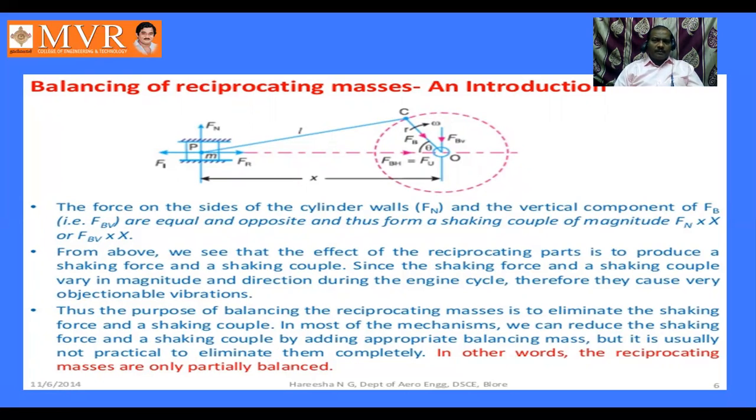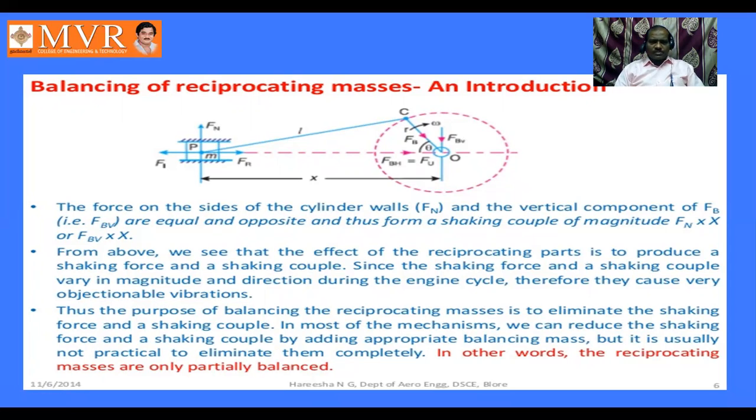How to avoid? By adding certain mass we can avoid those vibrations. If vibrations are avoided, ultimately we can get smooth running and the noise can also be controlled. So remember, we have to remove these objectionable vibrations, and that is possible by counterbalancing the forces acting on it. Those forces can be counterbalanced by adding masses.